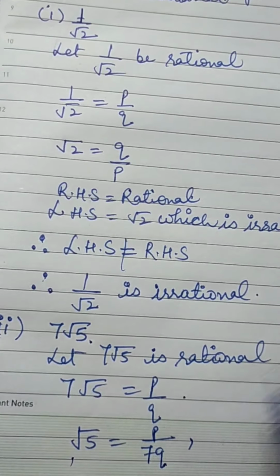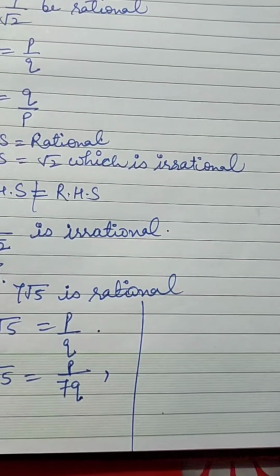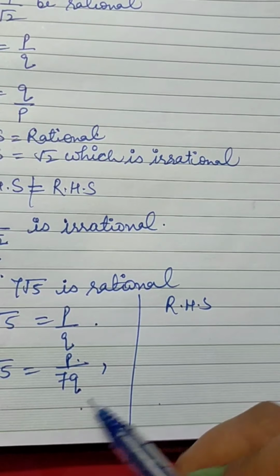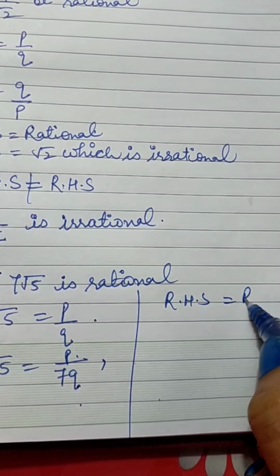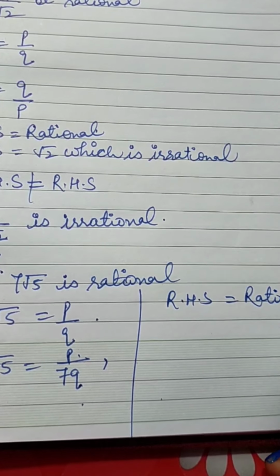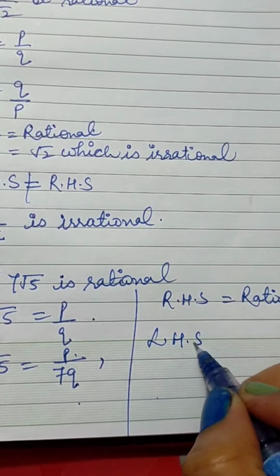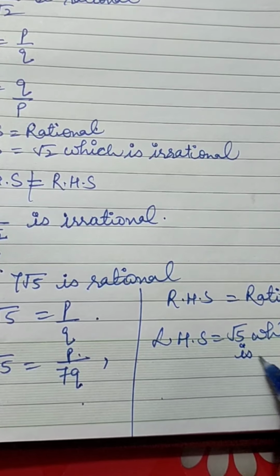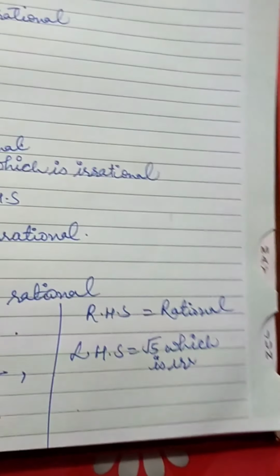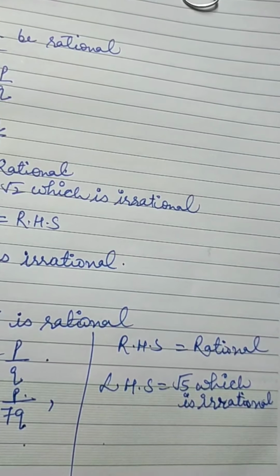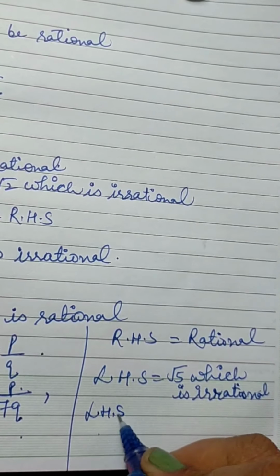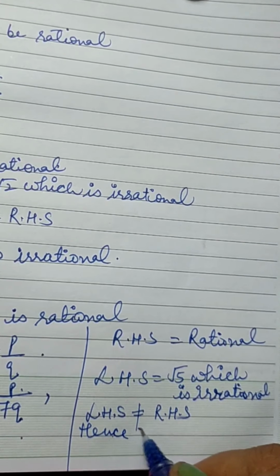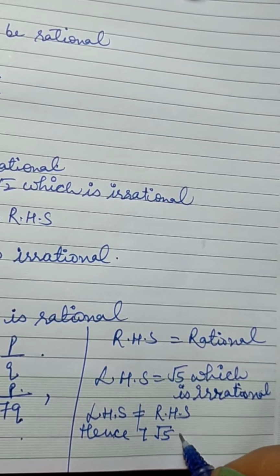Therefore the left and right sides are not the same. The right side is p over 7q, which is integer over integer form. Therefore this is rational. Whereas the left hand side is root 5, which is irrational. So the left hand side is not equal to the right hand side, hence 7 root 5 is irrational.